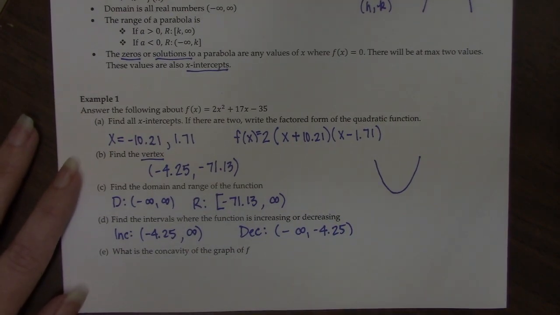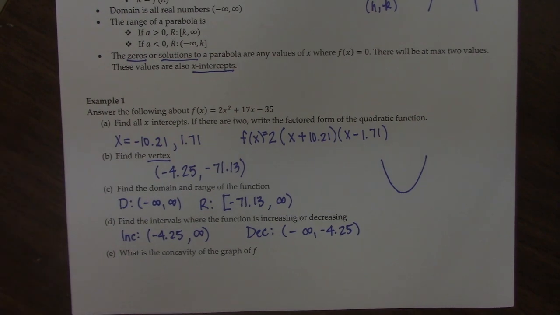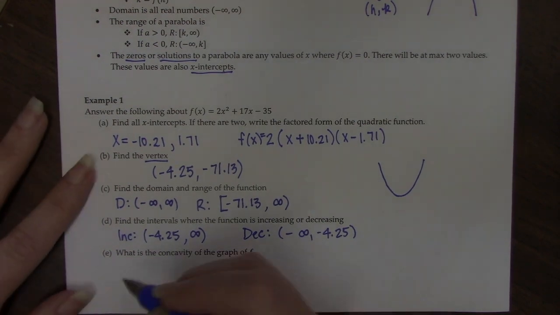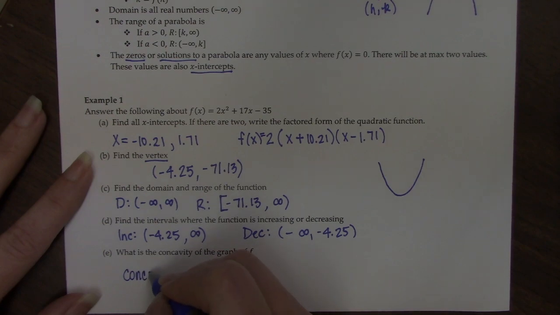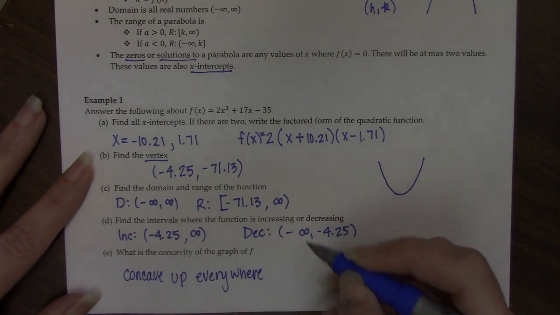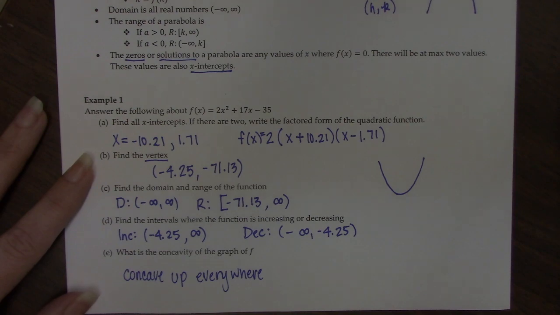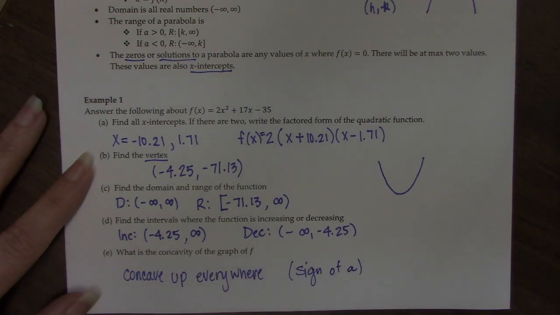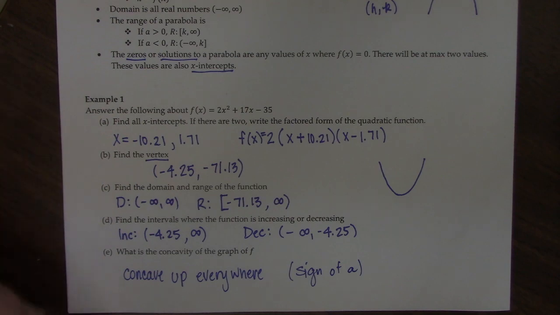Then we want to look at the concavity of the graph. Well, with a parabola specifically, the leading coefficient tells you the concavity. So if the leading coefficient here is positive 2, it opens up, which means the graph is concave up everywhere. So they didn't ask for an interval, but the interval of this concavity would be negative infinity to positive infinity because it's always concave up. And I was able to do that by just looking at the sign of a. So only with quadratics can you take some of these shortcuts.